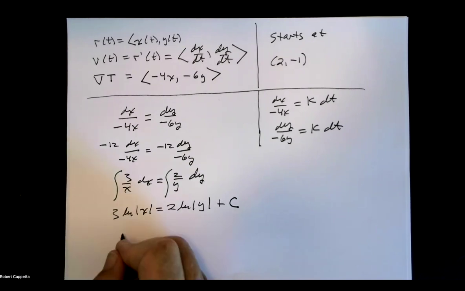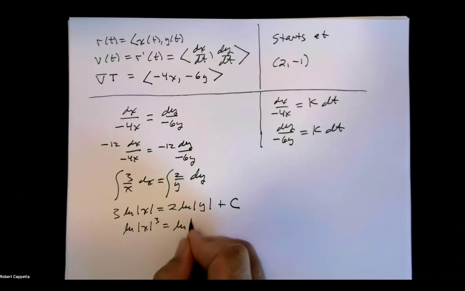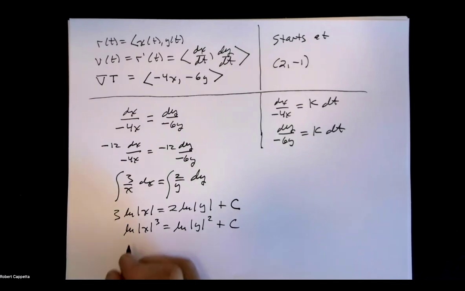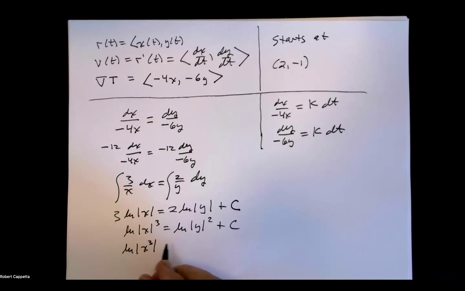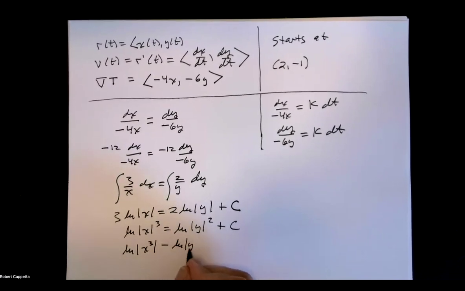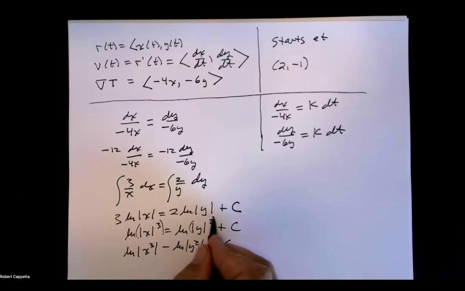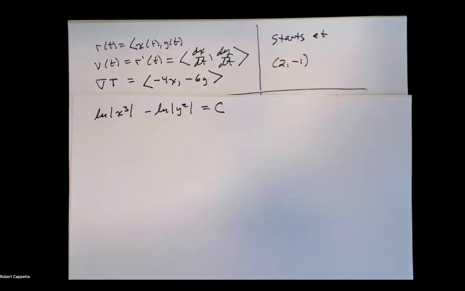Well, using our rules of logs, natural log of x cubed equals natural log of y squared plus c. And then natural log x cubed minus natural log y squared equals c. Make sure we're clear on order of operations there. And then what? So we're still using our rules of logarithms to find the path of the heat-seeking particle.